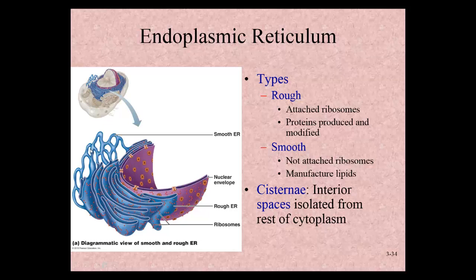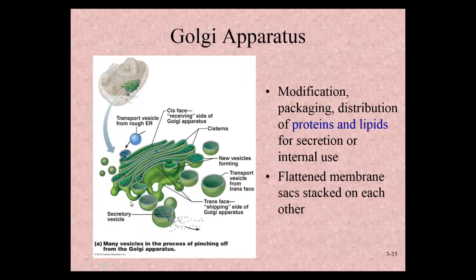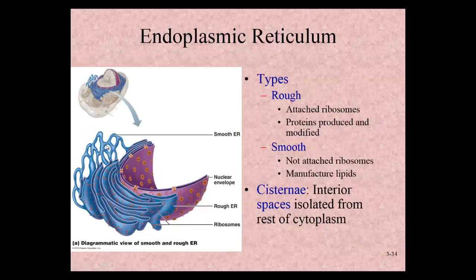So when we look at the rough ER, the job of the rough ER is to modify proteins that are produced on its surface. So its job is to transport and modify proteins. The job of the smooth ER is to manufacture lipids, break down antibiotics, and produce other substances that are not protein in nature.